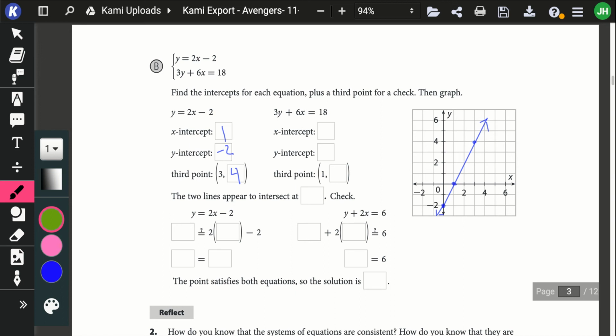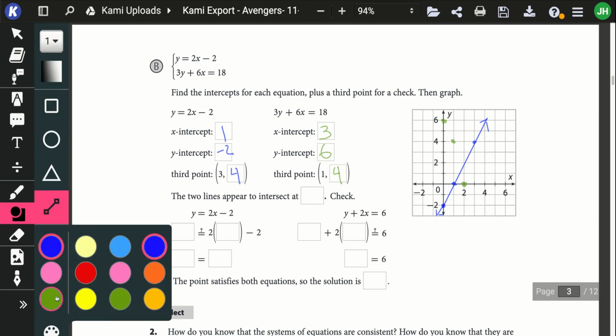When y is 0, 6 times what is 18? 6 times 3 is 18. When x is 0, 3 times 6 is 18. 6 times 1 is 6. 18 minus 6 is 12. 3 times 4 is 12. So 3, 0. 0, 6. 1, 4.